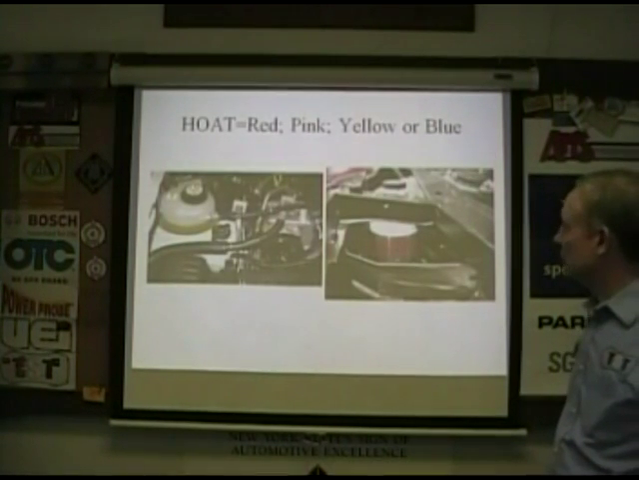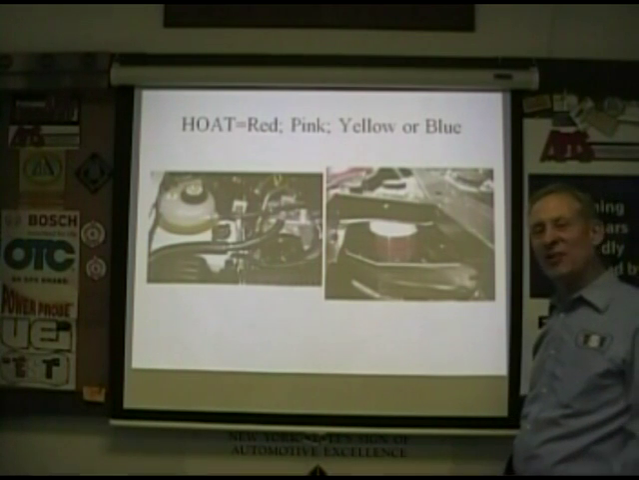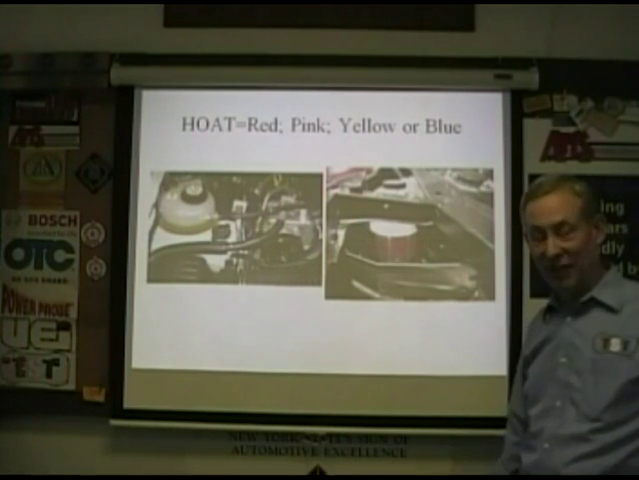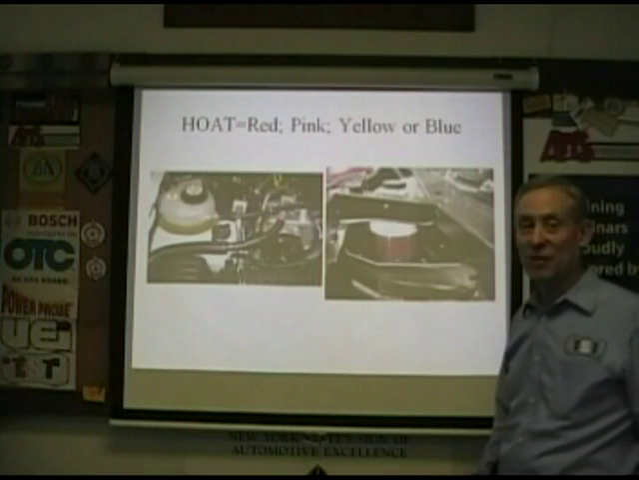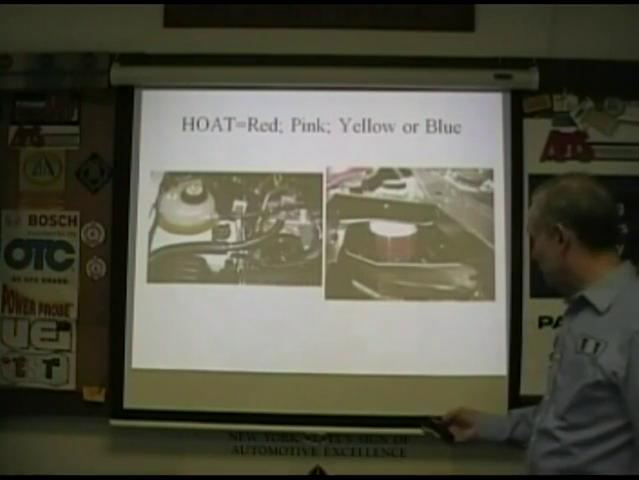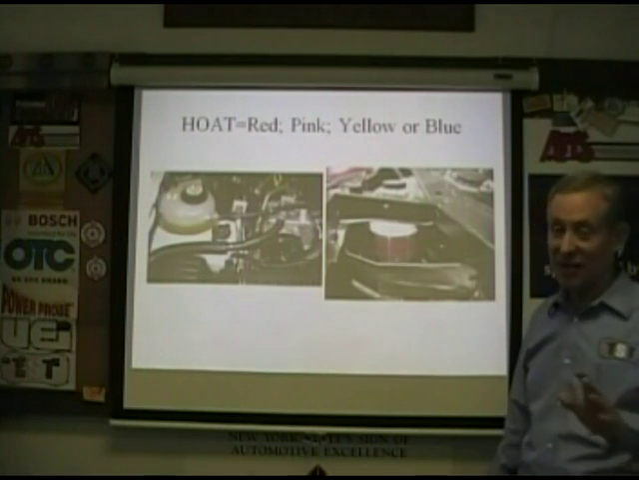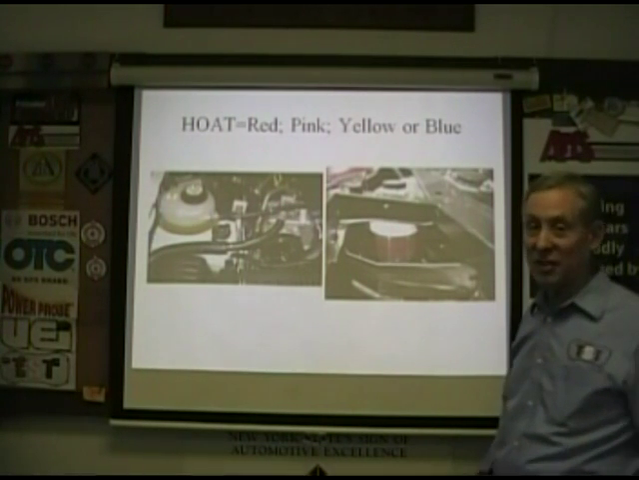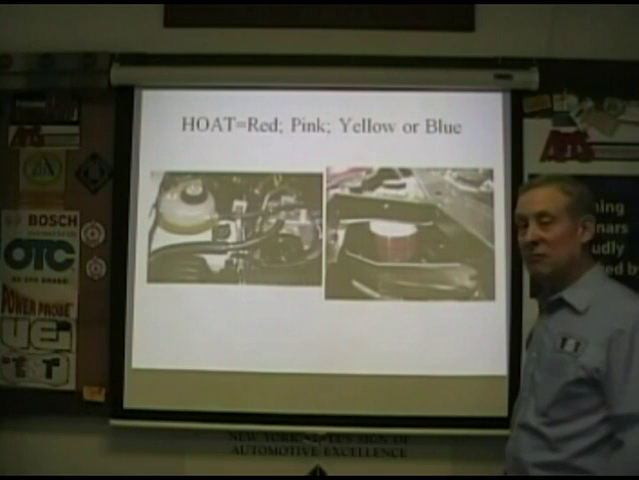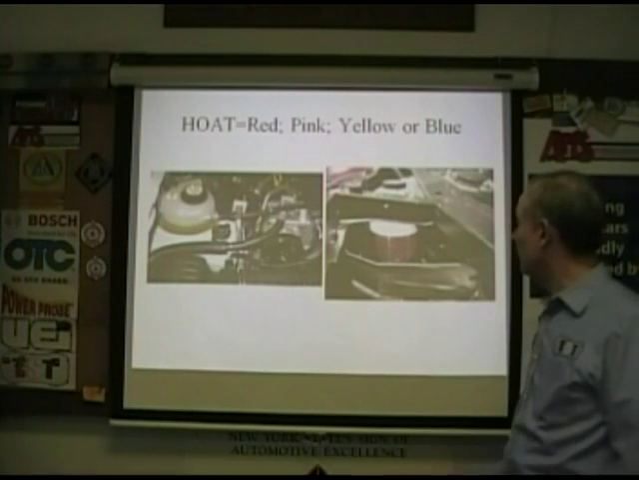HOAT can be different colors. We currently have a red stuff, blue, VW, blue stuff at BMW. And again, just make sure you're not mixing anything. If in doubt, I'll say it again, I'm going to say it a number of times. If you don't know what's in there, even if it's the right color, tell the customer you have to flush it, you have to put the right thing in.